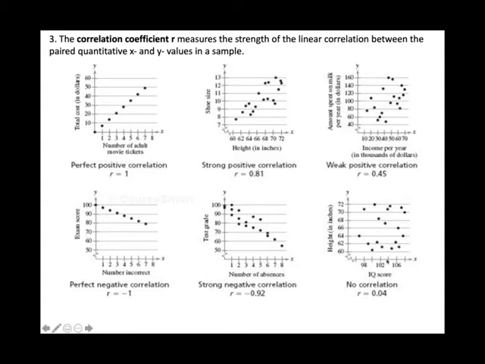Okay, last one. You didn't see any patterns at all, right? So if we use the data to find R, you're going to see R will be equal to 0.04. 0.04 is really close to 0. And that's no pattern at all. So we're going to say this is no correlation.